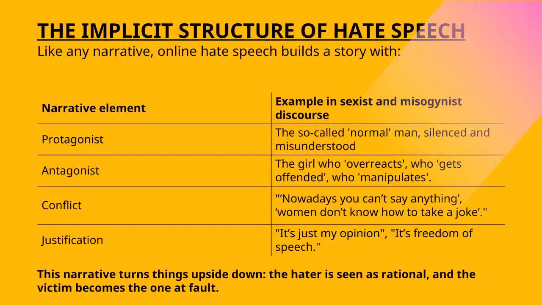Like any narrative, online hate speech builds a story. Protagonist, the so-called normal man, presented as silenced or misunderstood. Antagonist, the girl or woman who overreacts, gets offended, or manipulates. Conflict, claims such as, "Nowadays you can't say anything," or "Women don't know how to take a joke," which frame equality as censorship. Justification, appeals to "it's just my opinion," or freedom of speech, used to license hostility and avoid accountability.